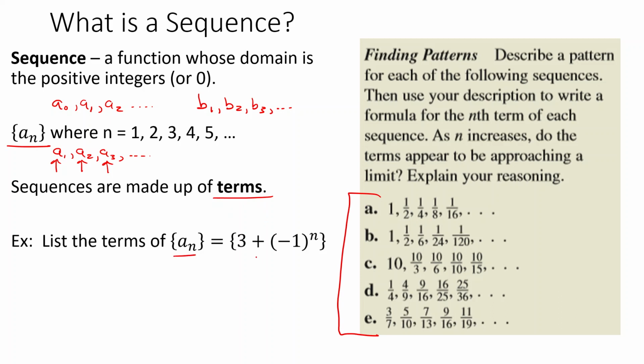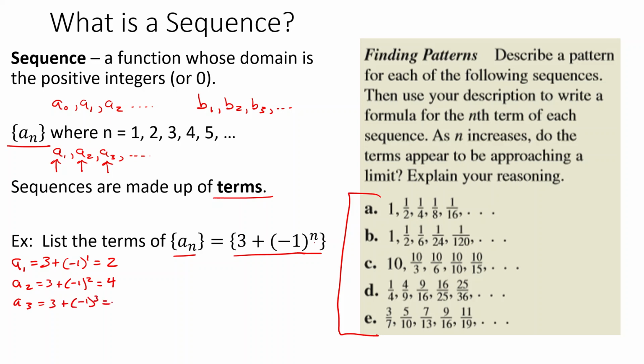Here is a sequence with a formula. All right, so let's try and list some terms here, and let's just start with a sub 1. So if we started with a sub 1, we'd plug in 1 here. It'd be 3 plus negative 1 to the first, which would give us 2, 3 minus 1, right? And then a sub 2 would be 3 plus negative 1 squared. So this would be 1. 3 plus 1 is 4. And then a sub 3 would be 3 plus negative 1 to the third.